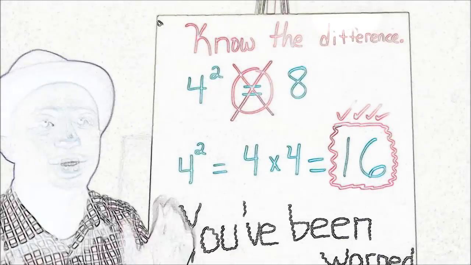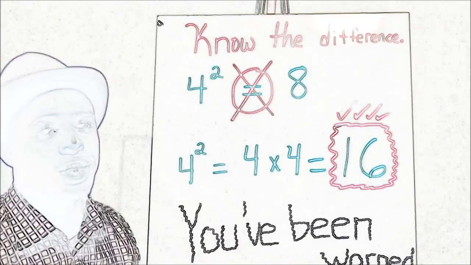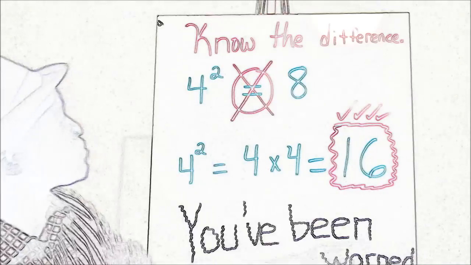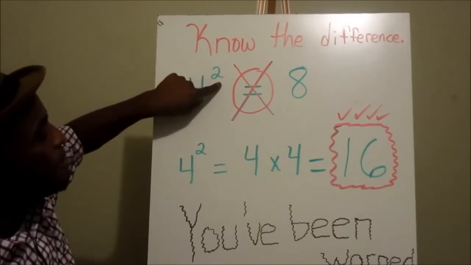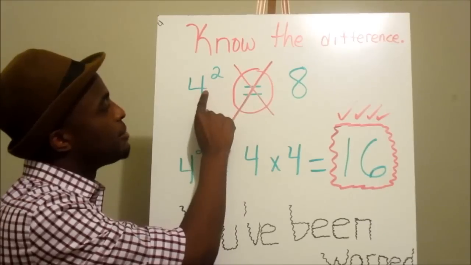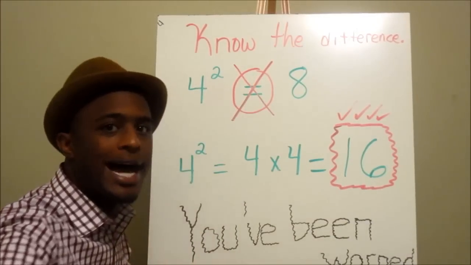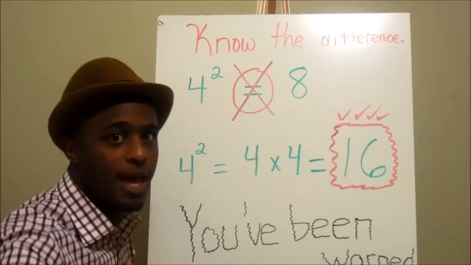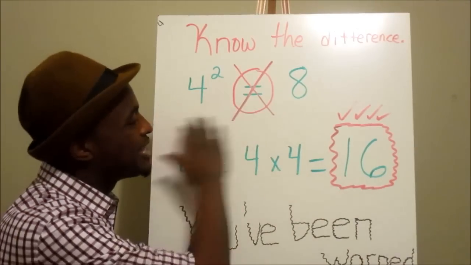I have to discuss this because every year we get students who do this incorrectly. So I want to clear this up so you do not make this mistake. Know the difference. 4 squared, or 4 to the 2nd power, does not equal 8. All right, you do not multiply the base times the exponent. You do not do that. All right, so it does not equal 8.